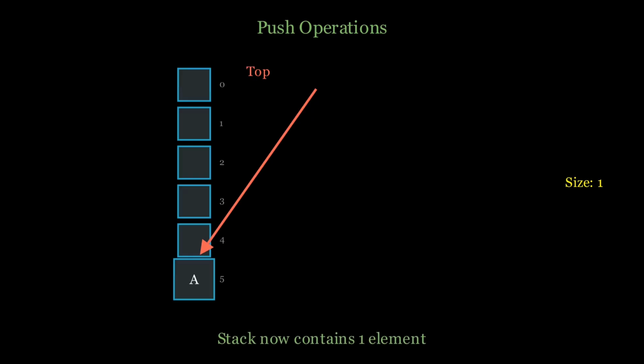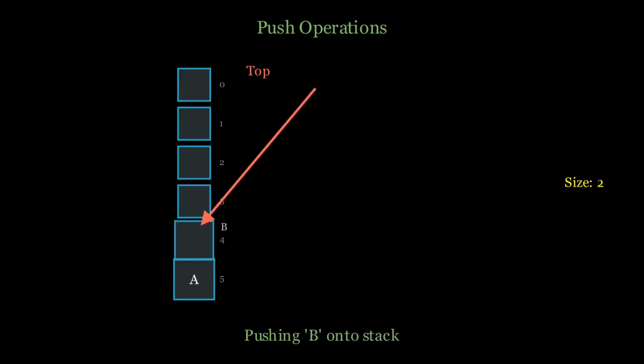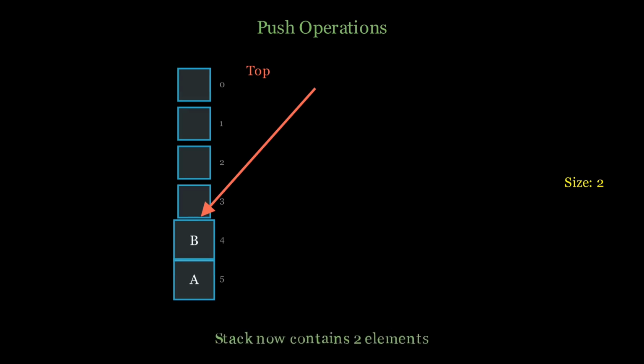Initially, we push A onto the stack. The top pointer moves up and increases the size to 1. We place A at the top position and our stack now contains one element. Next comes B. Again the top pointer adjusts and the size increases to 2. B takes its place above A, and that's the essence of last in first out. The newest element is always on the top.